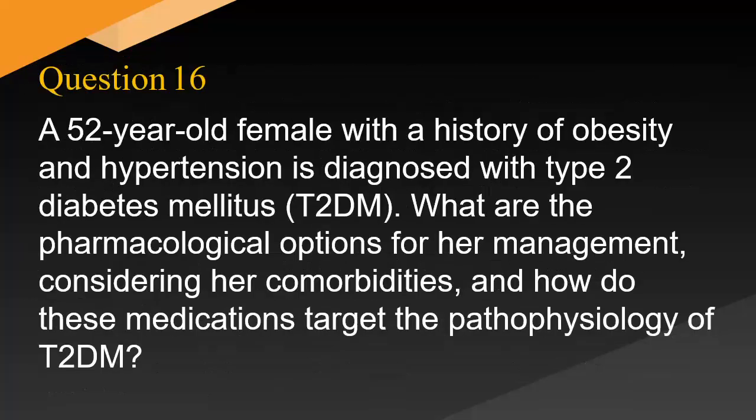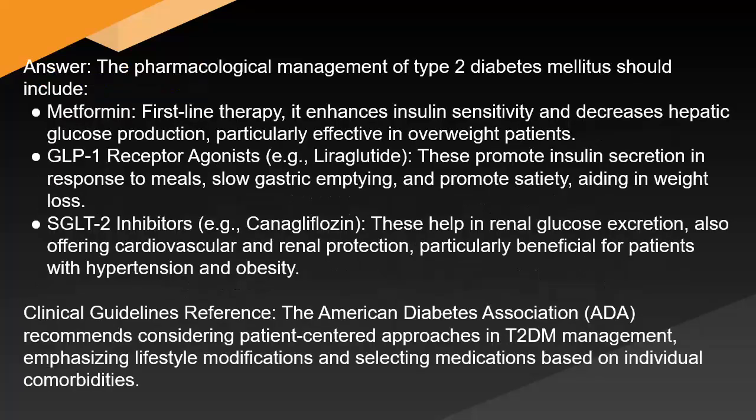A 52-year-old female with a history of obesity and hypertension is diagnosed with type 2 diabetes mellitus (T2DM). What are the pharmacological options for her management, considering her comorbidities, and how do these medications target the pathophysiology of T2DM? Answer: the pharmacological management of type 2 diabetes mellitus should include metformin. First-line therapy, it enhances insulin sensitivity and decreases hepatic glucose production, particularly effective in overweight patients.